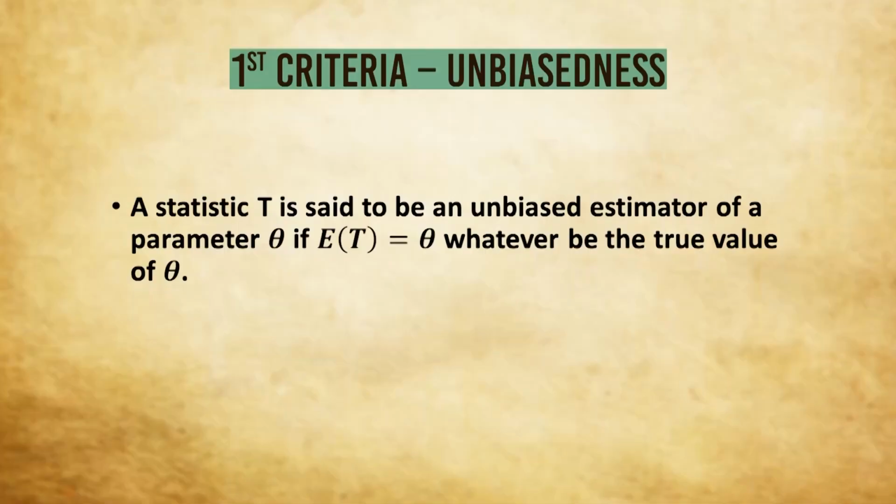That we can understand. We know what expectation is. But this will not depend on the value of theta. That means we won't say that for these values of theta, T will be an unbiased estimator of theta, and for these other values of theta, expectation of T will not be equal to theta. It will not be something like this. If expectation of T is equal to theta, whatever be the value of theta, then we will say that T is an unbiased estimator of theta.